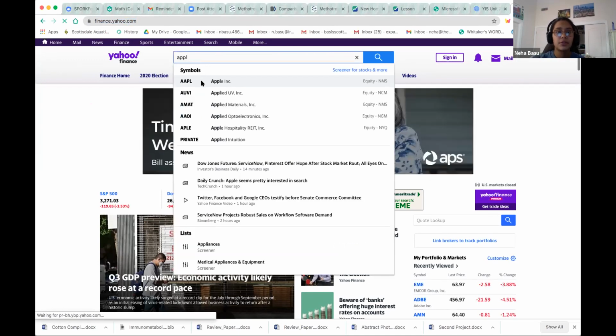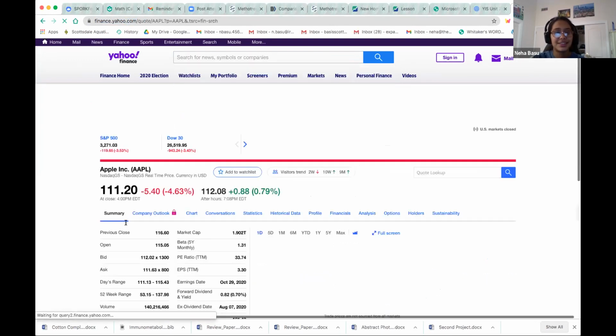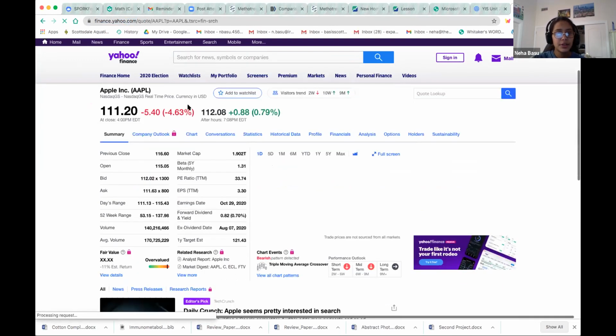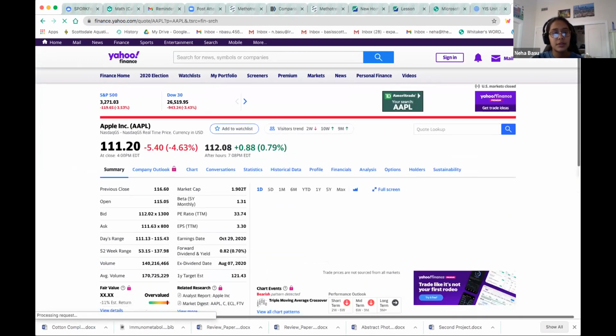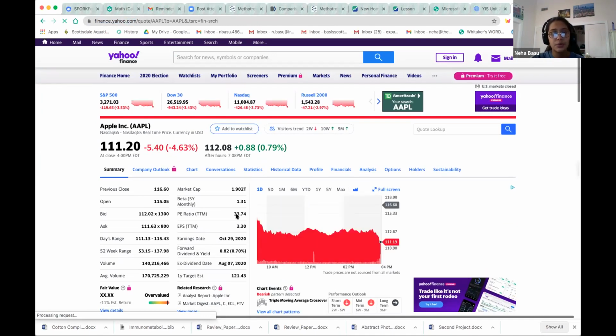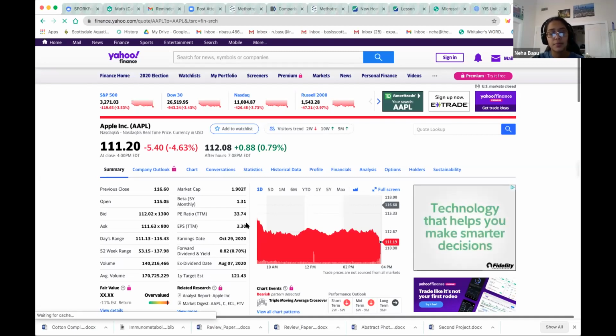So I'll just do Apple. That's probably the most common company. It's the biggest company. So here, this is what will come up. They give you a lot of different values, but for now, we're just going to be looking at the price. So here it shows that it's $111.20. You have your PE ratio, which is 33.74. And then you have the EPS, which is earnings per share, and that's 3.30. And in case you guys don't know, this TTM stands for trailing 12 months. So in the last 12 months, that's what the data is.